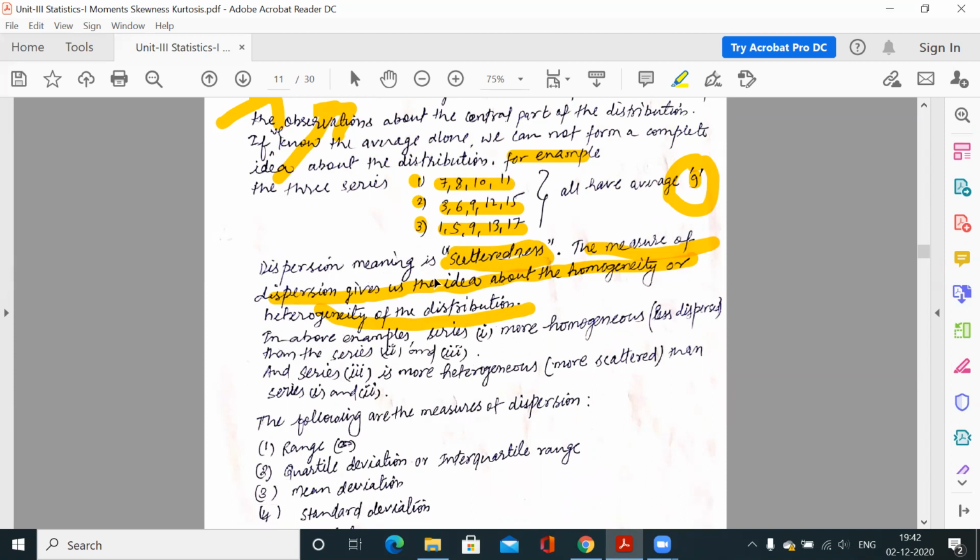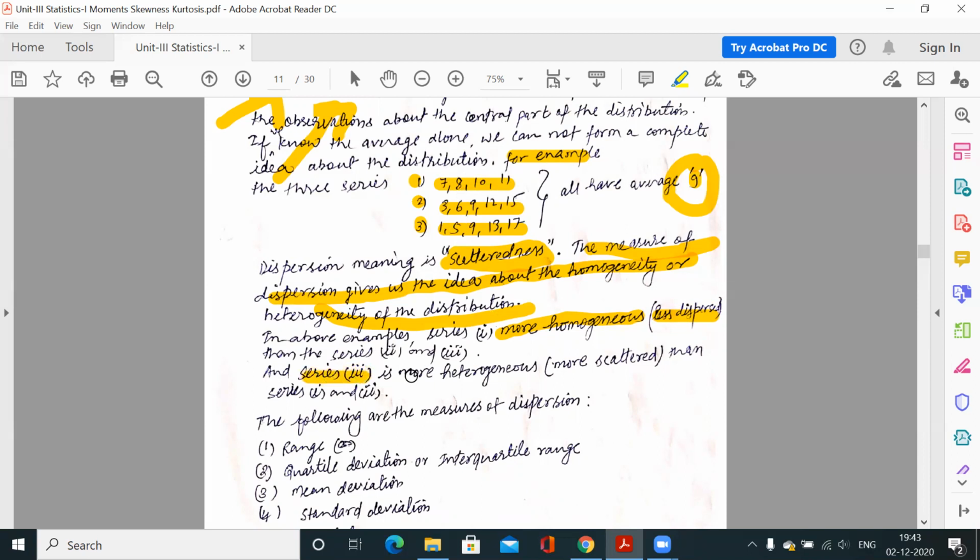So in these three series, if you observe, the first series is more homogeneous. Why? More homogeneous means less dispersed. So it is a comparative study. In the above example, the first series is more homogeneous as compared to the second and third series. I already told you the reason: its average is 9 and the values 7, 8, 10, 11 are closer to 9 as compared to these other data points.